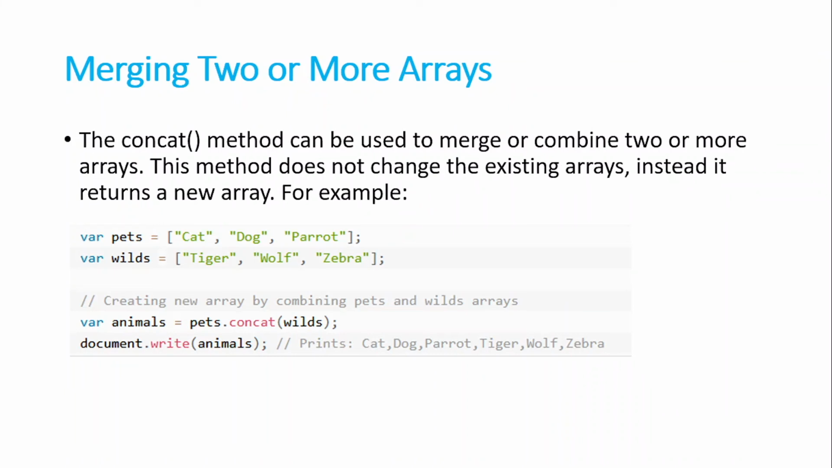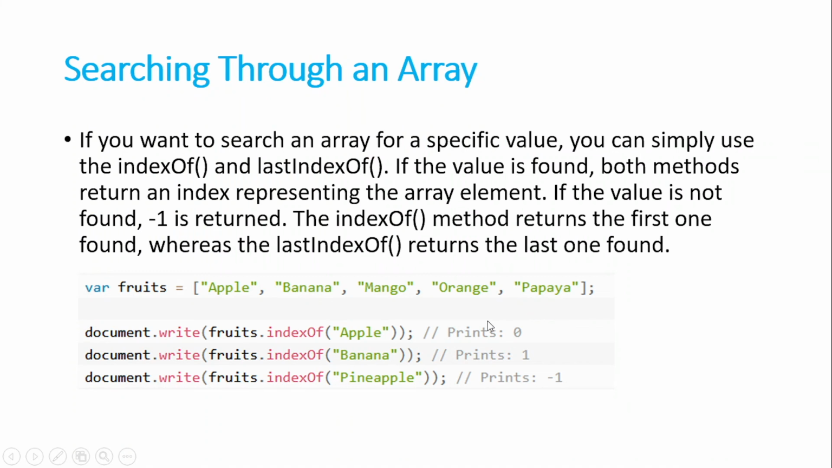We can also merge two arrays by using the concat method. You can see we have this pets array and this wilds array. If you want all the elements to be joined together in one array, you'll be using the concat method. We can store them in a separate variable like animals. Animals equals pets dot concat wilds, and this wilds is an array, so we specify it and that will be added here. Now you can see all the elements are added into one array.